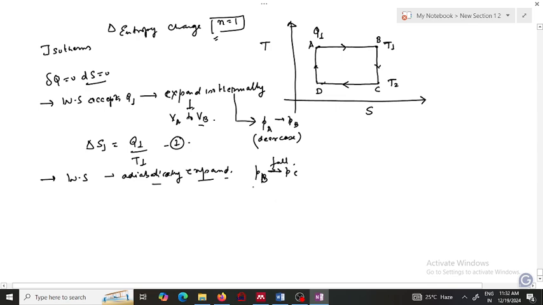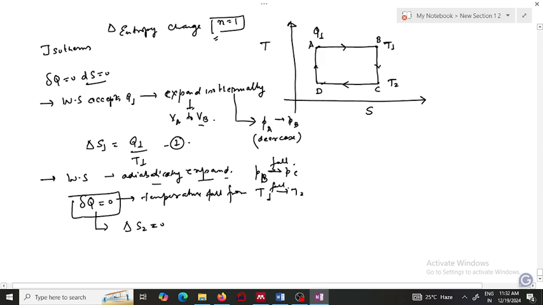Since it is an adiabatic process, there is no heat exchange between the system and surroundings. According to the first law, we already know that my temperature falls, from T1 to T2. But since there is no change in the heat, there is no change in the entropy, so delta S2 would be 0, or simply entropy remains constant during this process from T1 to T2. And mind you, I am talking of reversible processes.